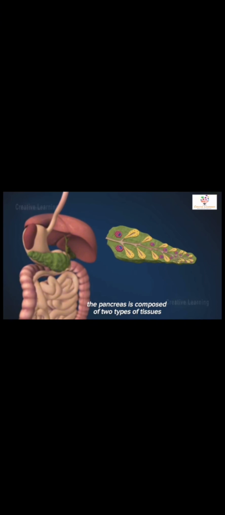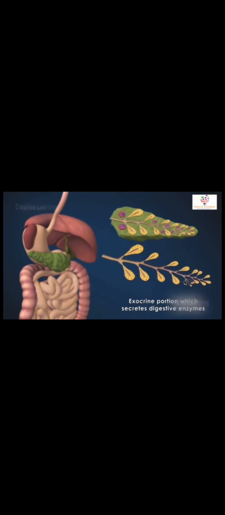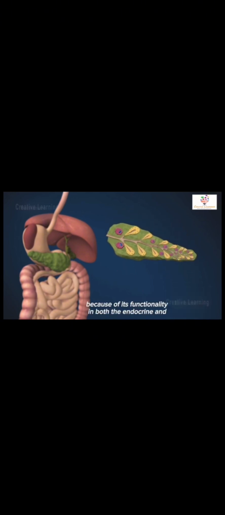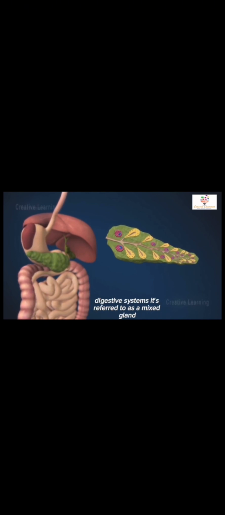The pancreas is composed of two types of tissues: the exocrine portion, which secretes digestive enzymes, and the endocrine portion, which secretes hormones. Because of its functionality in both the endocrine and digestive system, it's referred to as a mixed gland.